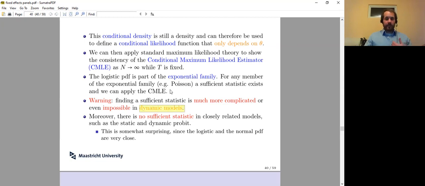So we looked at static models. Once you go to the dynamics, it's a mess. And moreover, even though conditioning works in the logit, it does not work in the probit, even in the static case. This may be a little bit surprising because the logistic density and the normal PDF look pretty similar. The logistic has just a little bit fatter tails. Yet this conditioning works in logit and it does not work at all in probit. So that's the downside.